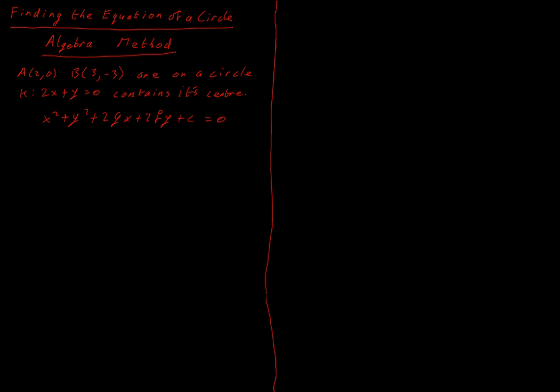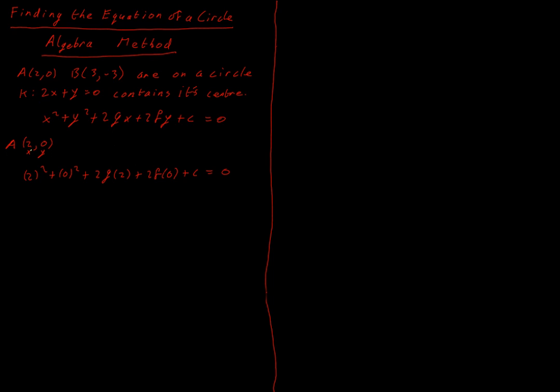So I'm going to take my point A. I'm going to sub those values of x and y into my circle equation so that I'm just left with an equation involving g, f, and c. So I end up with 2 squared plus 0 squared plus 2g times 2 plus 2f times 0 plus c is equal to 0.